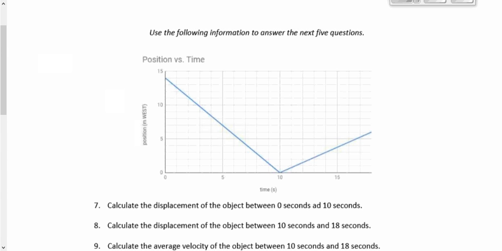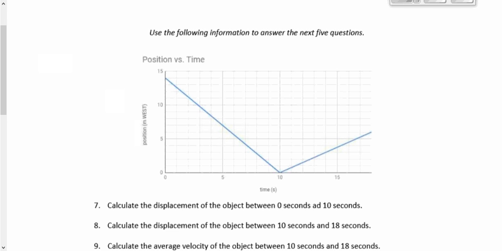Let's have a look at questions 7 through 10 on worksheet number 3. This relates to our position time graphs. I'm going to ask you a couple lead-in questions to this first. Questions that aren't actually asked on this worksheet, but questions that we need to still know the answer to, whether we're being quizzed on it on the worksheet or not here.